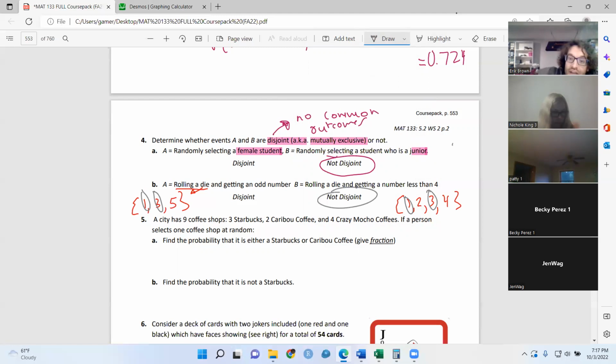If this had said a number greater than 4, still not disjoint, because 5 is also greater than 4. So that's what you're looking for. Is there something the same between the two events? If there is, then they're not disjoint. And that's where being able to list out all of the outcomes for the event is helpful, I think. You just look at them.